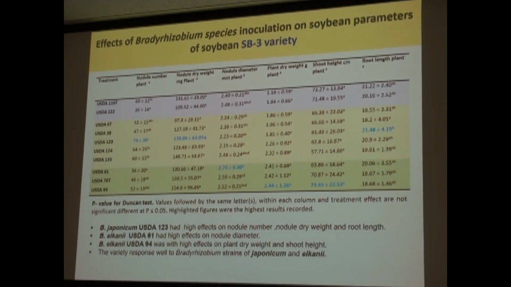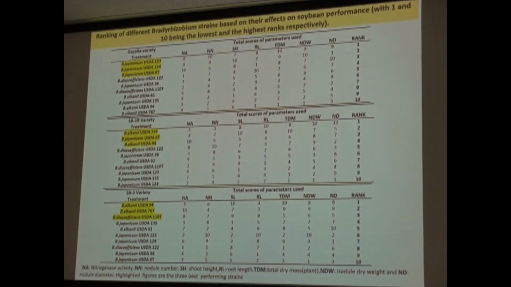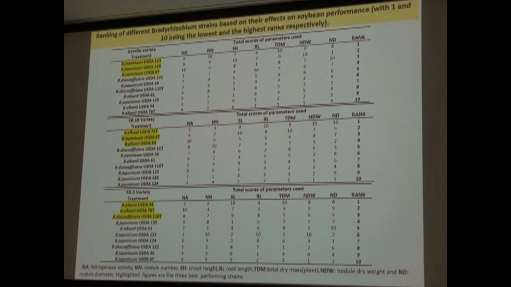To make a conclusion about all of this, I did what we call the ranking performance, where I ranked different rhizobia strains based on their effects on soybean performance, with 1 and 10 being the lowest and the highest ranks respectively. According to the highlighted rhizobia strains, they are the best for Gazelle, SP19, and also SP3.